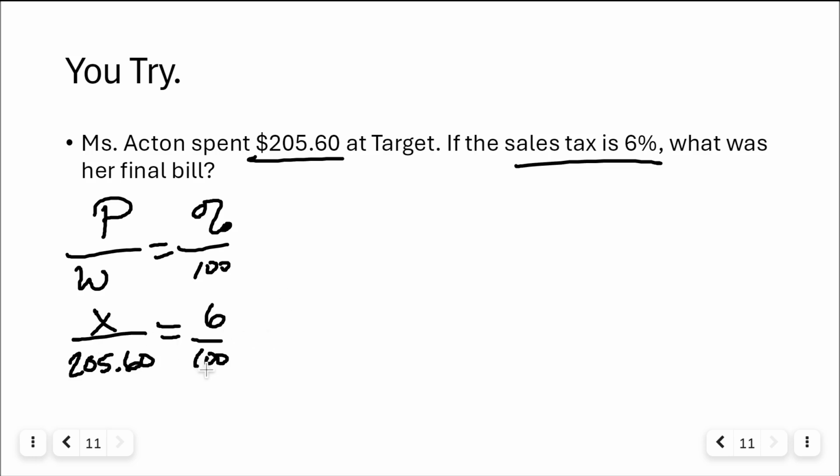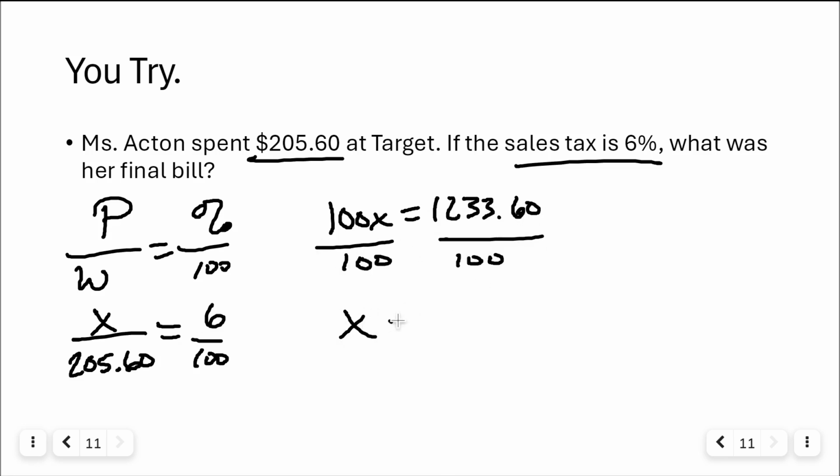So I'm just going to multiply these. 100 times x is 100x. 205.60 times 6 is 1233.60. And then I'm going to divide both of these by 100. And I get, so when I divide by 100, I move my decimal 2 places to the left. It gives me 12.336.